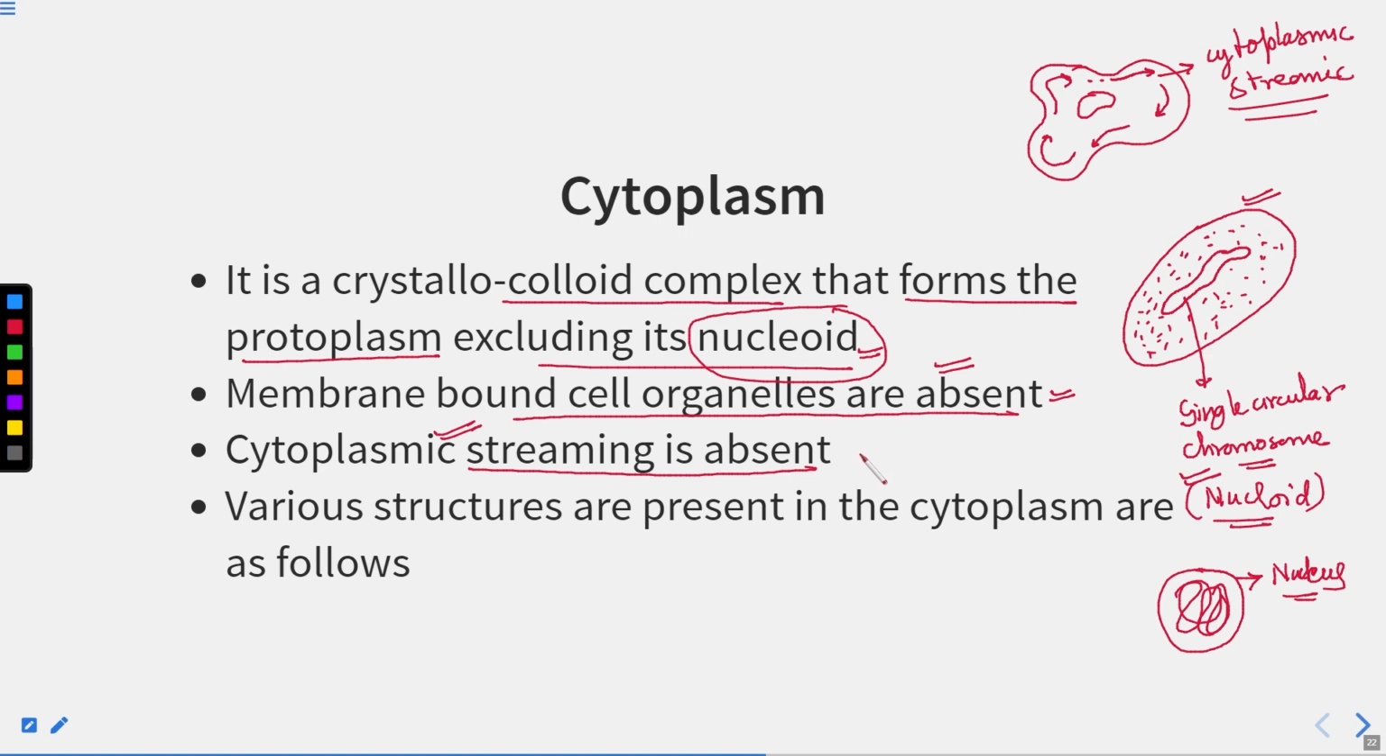These points are very important because sometimes a multiple statement question comes, which of the following statements is false or true about the bacterial cell. So in that case you must remember that cytoplasmic streaming is totally absent in the case of the prokaryotic or bacterial cell. Right? Various structures are present in the cytoplasm and are as follows. We are not having any cellular membrane bound organelles in the case of bacteria, but yes, there are various structures that are present. So let us see what those are.